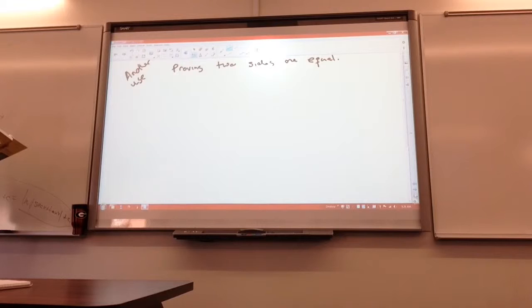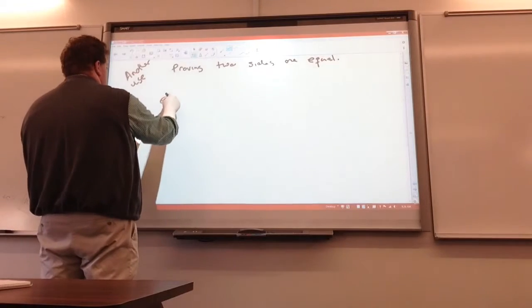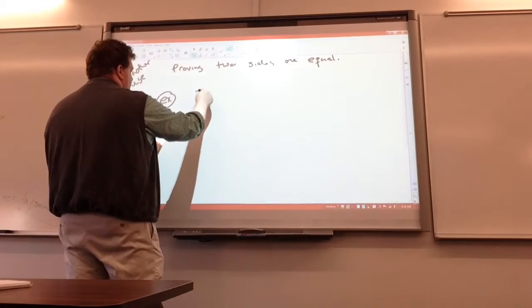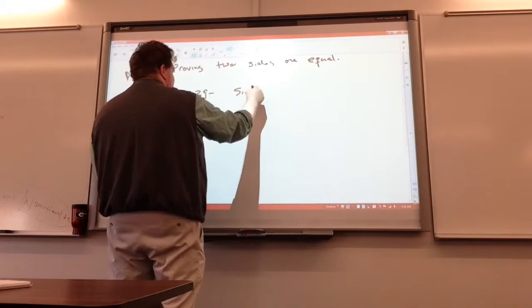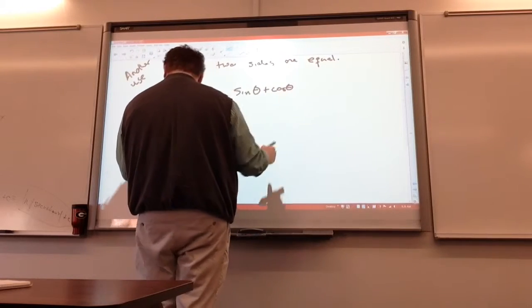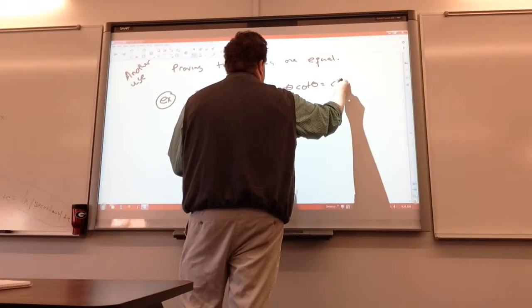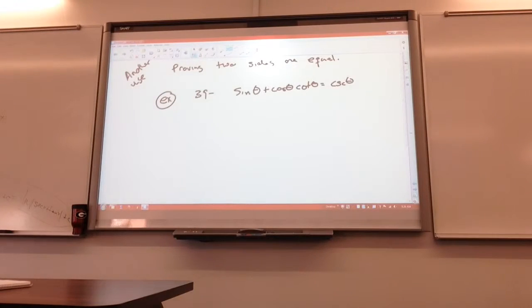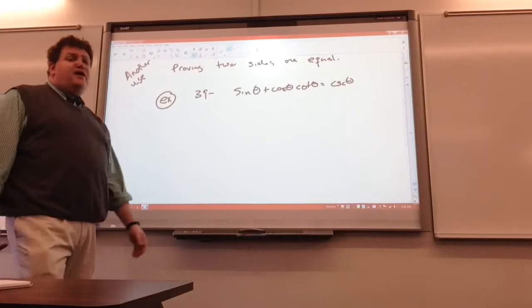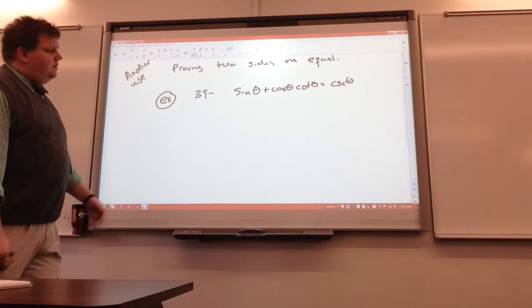So, a few examples here. One will be this one right here, number 39 from the textbook. It says that sine of theta plus cosine of theta times cotangent of theta is equal to the cosecant of theta. What we do here is just manipulate this so the two sides are equal, and both sides are fair game. You could play around with both sides to get what you need. So, let's start off.